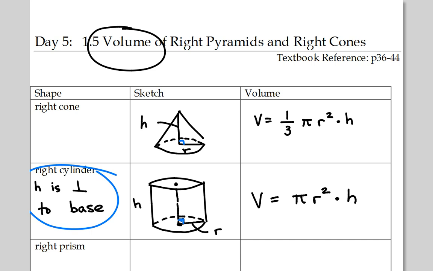Also, a word on these formulas. Let's take a look at the cylinder. What does this pi r squared represent? Area of a circle. So it's the area of the base multiplied by the height. That's a pretty standard thing for prisms. That's for prisms. Area of the base multiplied by the perpendicular height.